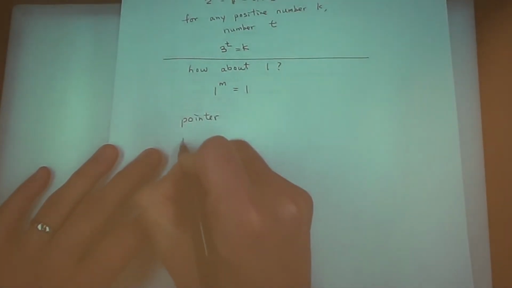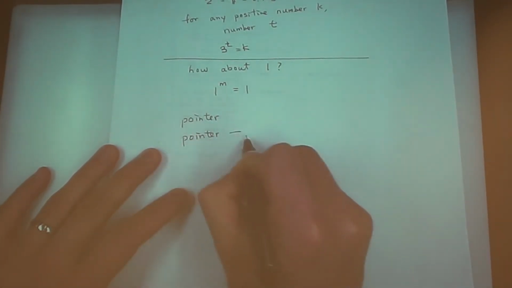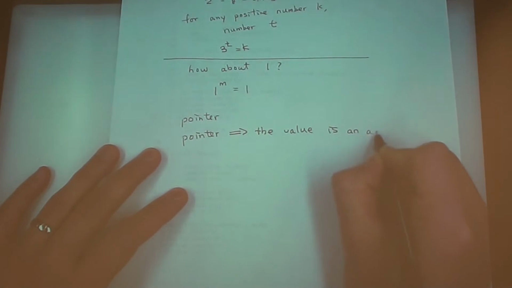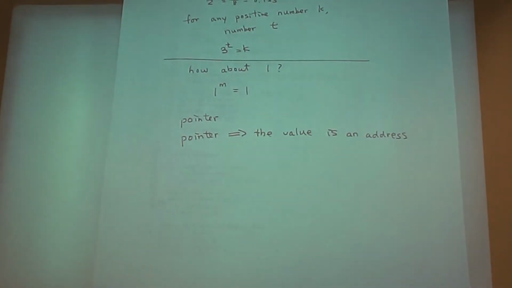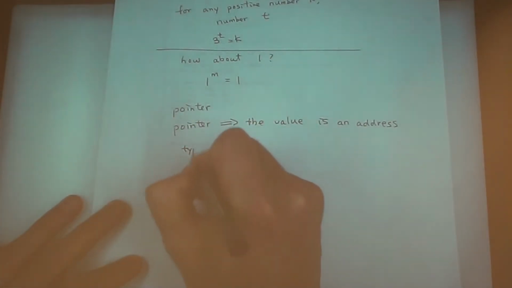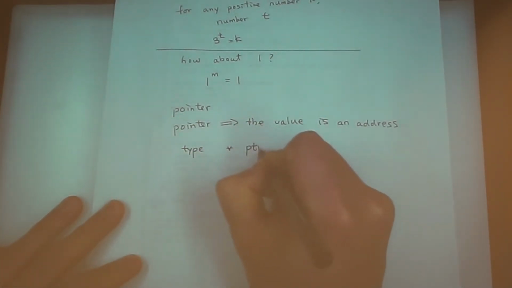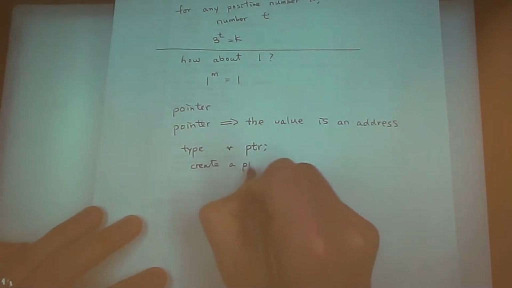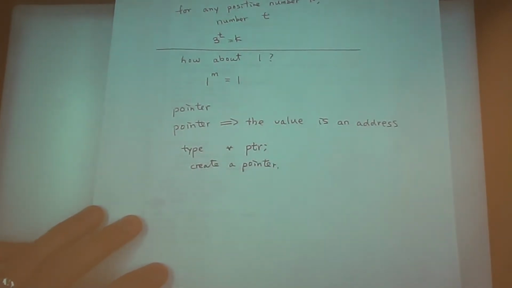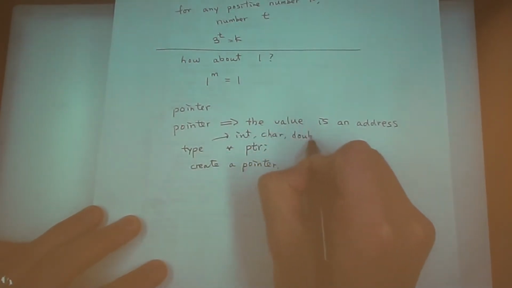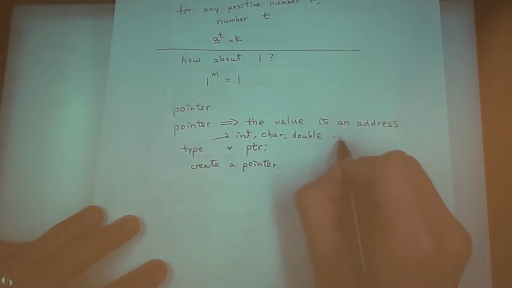What is a pointer? Pointer means the variable is an address. And the syntax is the following. You have a type. This will create a pointer. And the type can be, for example, integer, character, double, and later on when we talk about types we create, it can be new types.